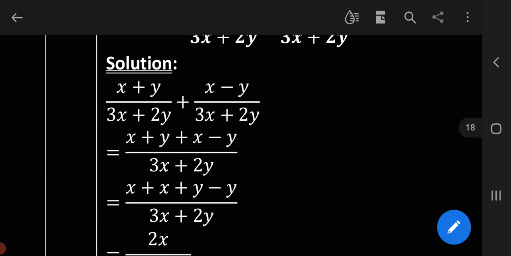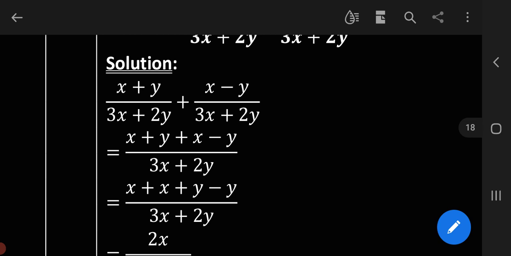Now the LCM has been taken as 3x plus 2y. Take 3x plus 2y divided by the top 3x plus 2y, so the result will become 1. Then multiply that result with the numerator x plus y, so it will become x plus y. Then in the middle in the question it is a plus sign, so write the plus sign. Again 3x plus 2y divided by 3x plus 2y, again the result is 1, so multiply that result with x minus 1, so the result will come x minus 1.